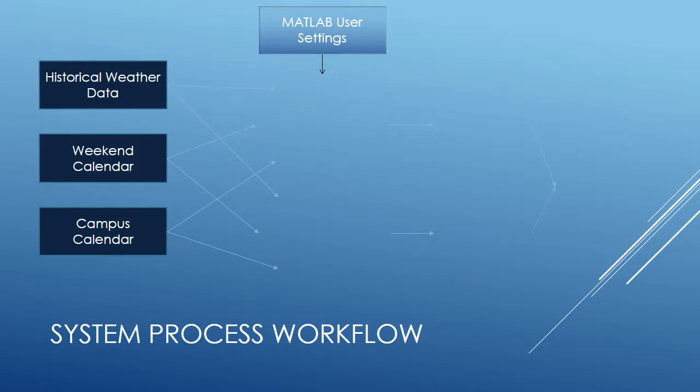Now, what our system process workflow looks like includes, first of all, the data input of historical weather data, the weekend calendar with a 1 or 0 depending on whether it's a weekend hour or not, and also the campus calendar, which includes how many students are on campus as a -1 with not many students, a 0 with a standard day, and a 1 with a big campus event.